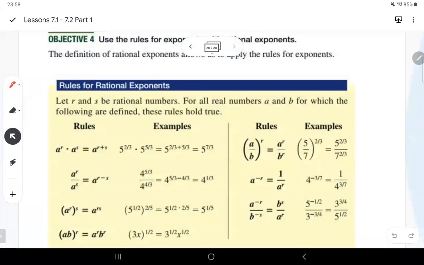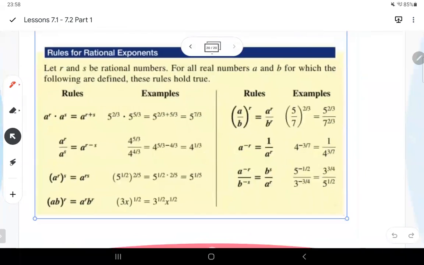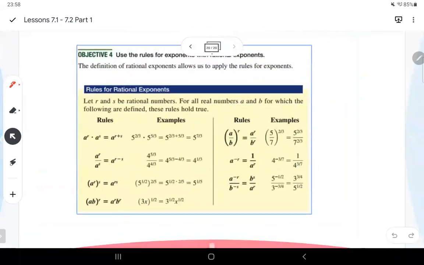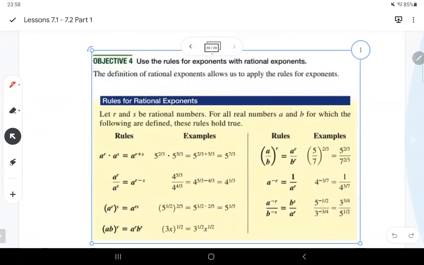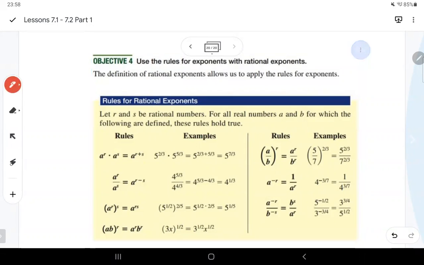All right, so here are some rules with exponents. And they have nice little examples for you. I would definitely pay attention to these. Let's look at some of them. So a to the r times a to the s, they're taking and adding the exponents. So if we are multiplying, then we are adding the exponents.